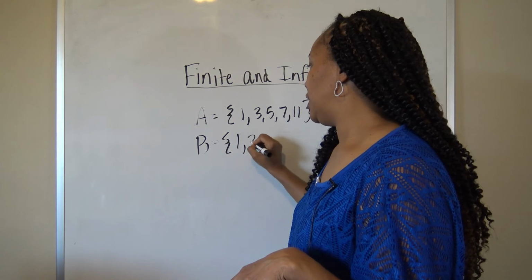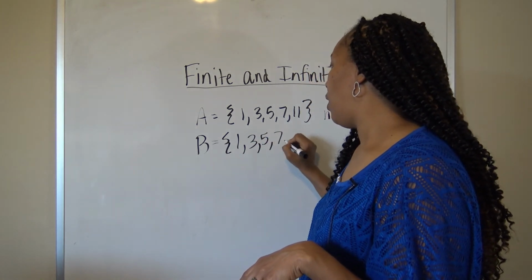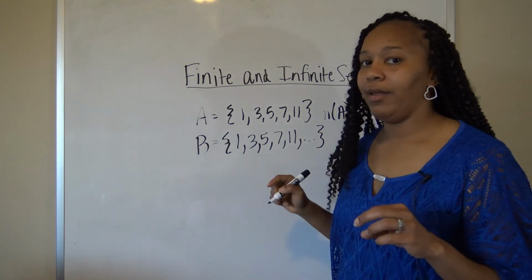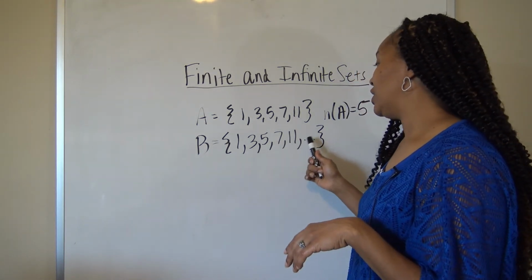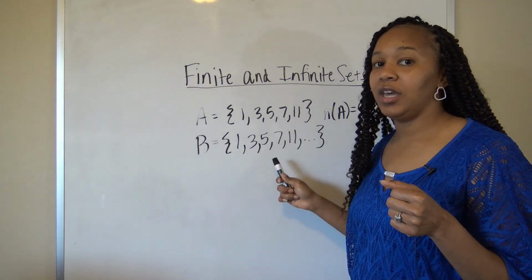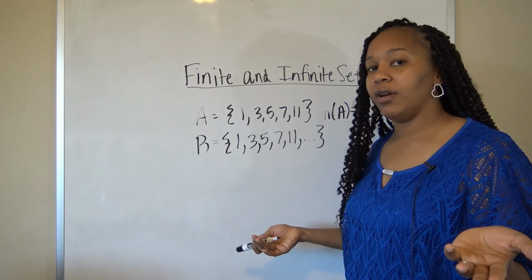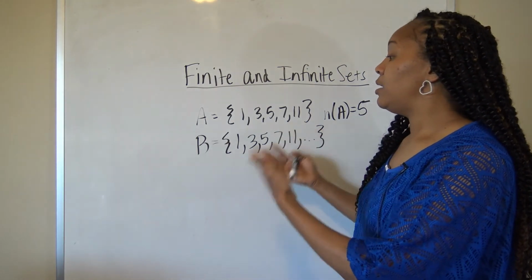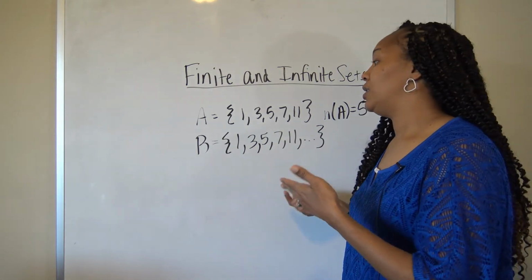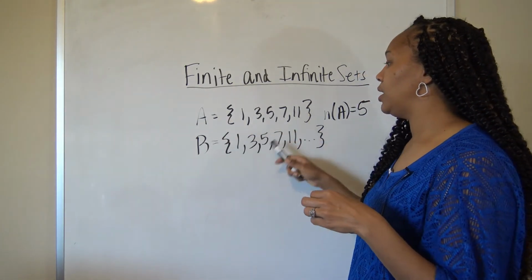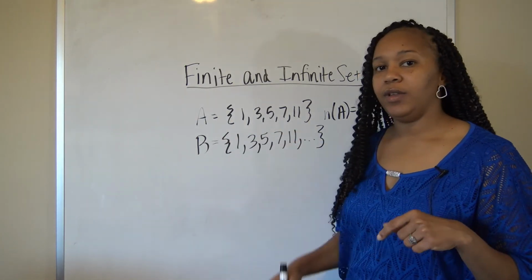However, if I said B was the set of all odd natural numbers, then I would keep going. And in this case, since you continue to go on, you cannot count how many elements are in this set. There are an infinite number of elements. It's not infinity, it's not a number, but there are infinitely many numbers in this set. So B will be considered an infinite set. So A is a finite set and B is an infinite set.